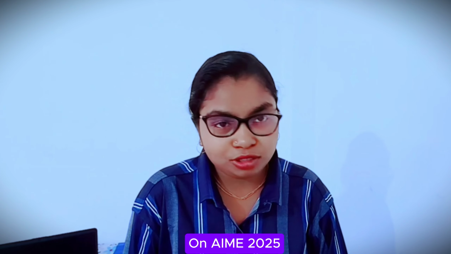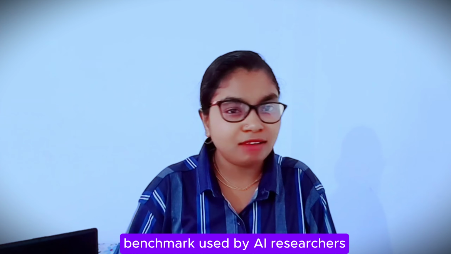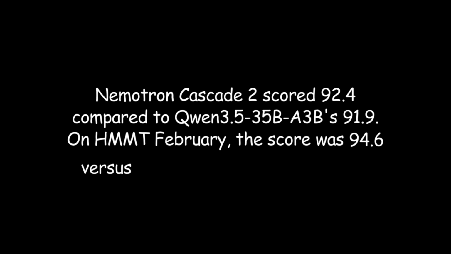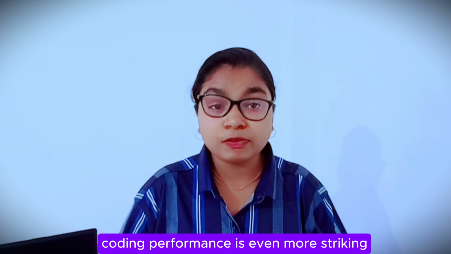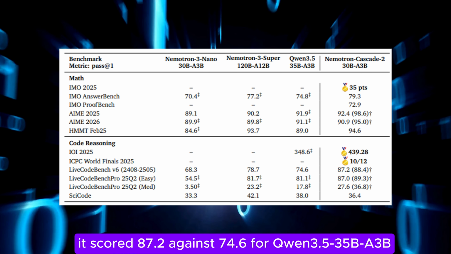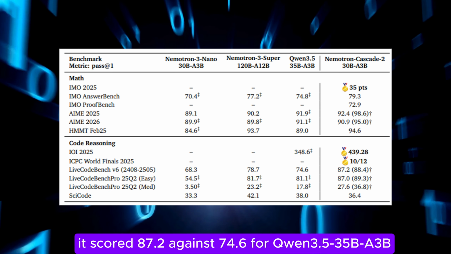On AIME 2025, which is the main American math competition benchmark used by AI researchers, Nemotron Cascade 2 scored 92.4 compared to Qwen 3.5 35B A3B's 91.9. On HMMT February, the score was 94.6 versus 89.0 for the same competitor. Coding performance is even more striking. On LiveCodeBench V6, it scored 87.2 against 74.6 for Qwen 3.5 35B A3B.